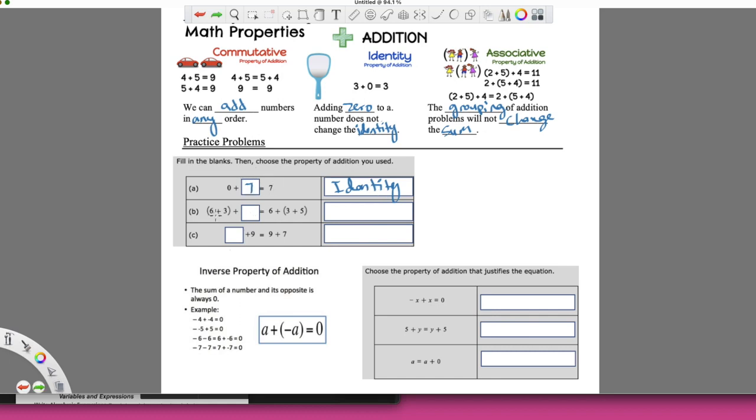6 plus 3 plus something is equal to 6 plus 3 plus 5 with the 3 and the 5 grouped. The 6 and 3 are grouped over here, but again, it's all addition, so the grouping doesn't really matter. It doesn't change anything, but I need to make sure it's the same 3 numbers. So if I have 6 and 3, the missing number is 5. And so this is all about grouping. That's associative.